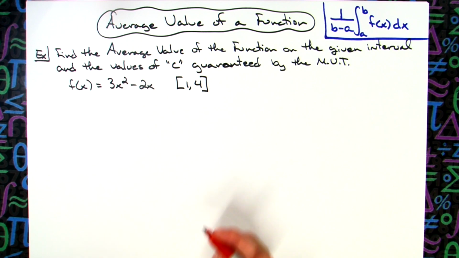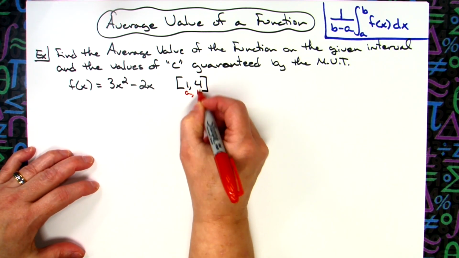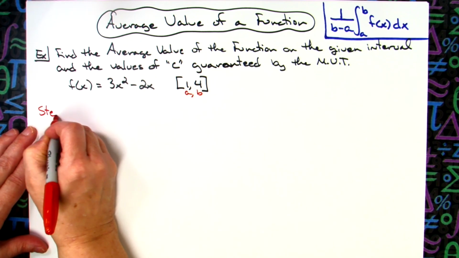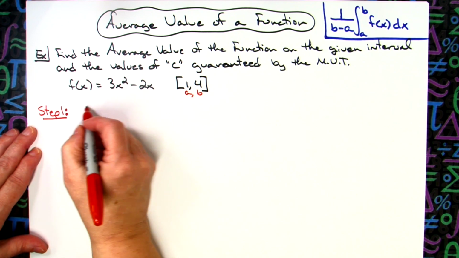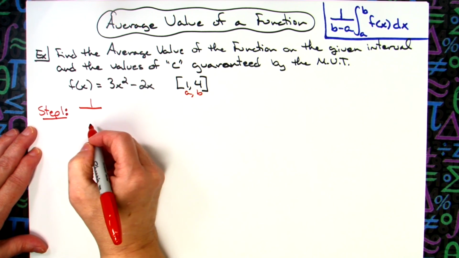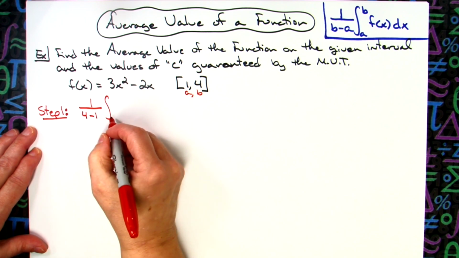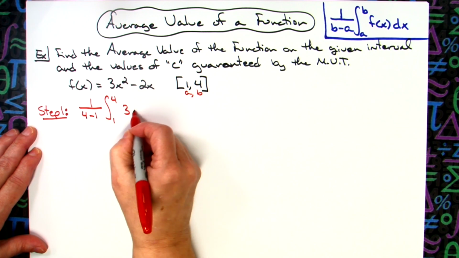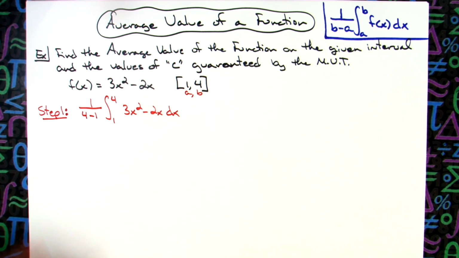Okay, so we will start with that right there. Now, here's our interval from a to b. All right, so we know what our values for a and b are. Basically, as step one, we're going to find the average value first. So we are going to do 1 over b minus a, which is 4 minus 1. We're going to integrate then from 1 to 4 of the function, which is 3x squared minus 2x dx. All right, now this is just a pretty straightforward integral.